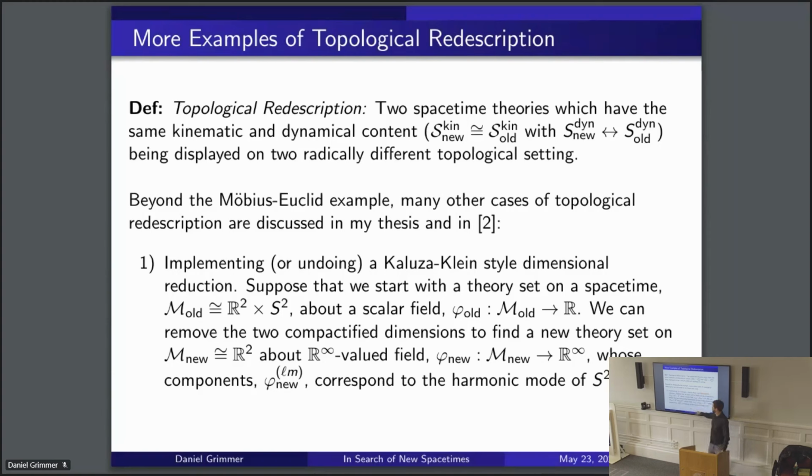But if this was a large dimension, then you'd have just a lot of fields in our sort of mass range. But yeah, this is also a topological redescription. I took one kind of field on one kind of space-time and redescribed it as a different kind of field on a different kind of space-time.